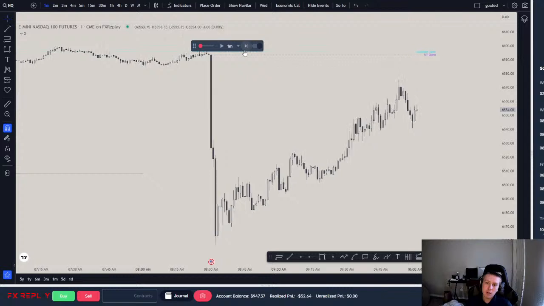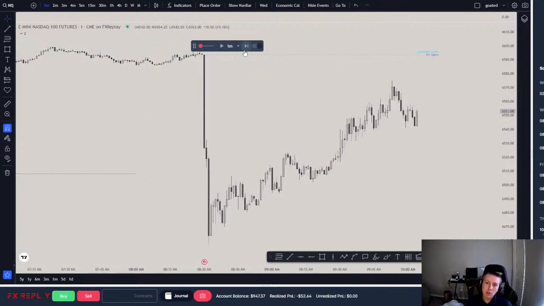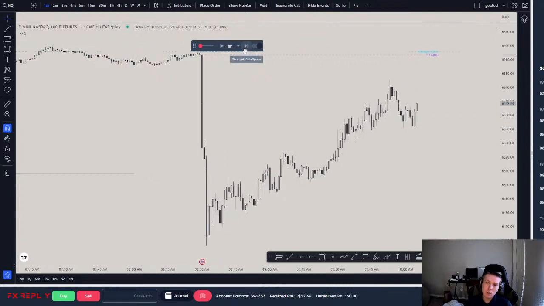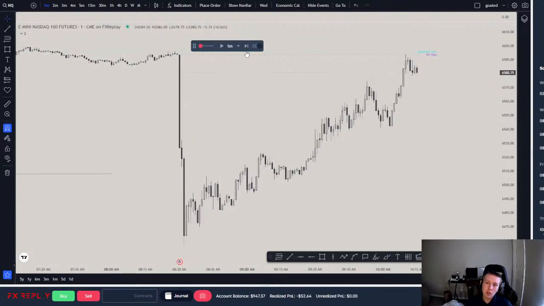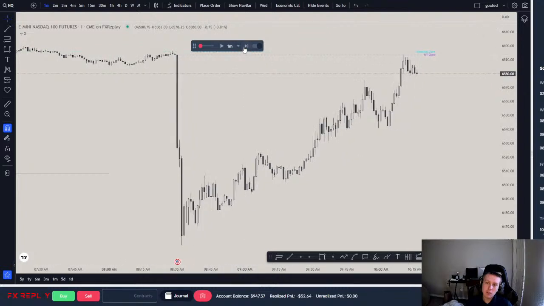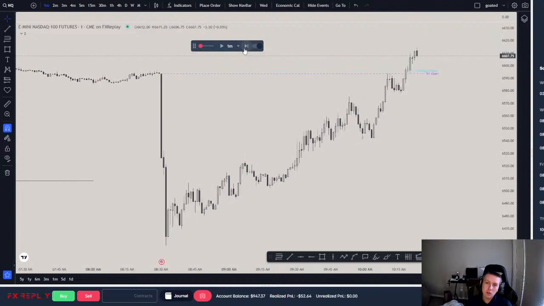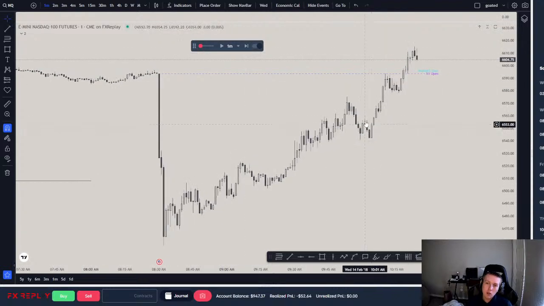9:50 macro. Stop hunts. Look at that. Fair value gap right here. Last chance. Boom. Two down-close candles after that little stop hunt. Then we reprice higher.